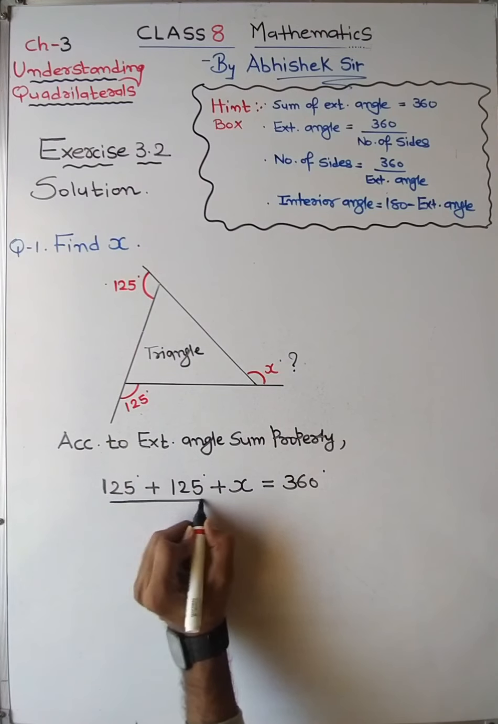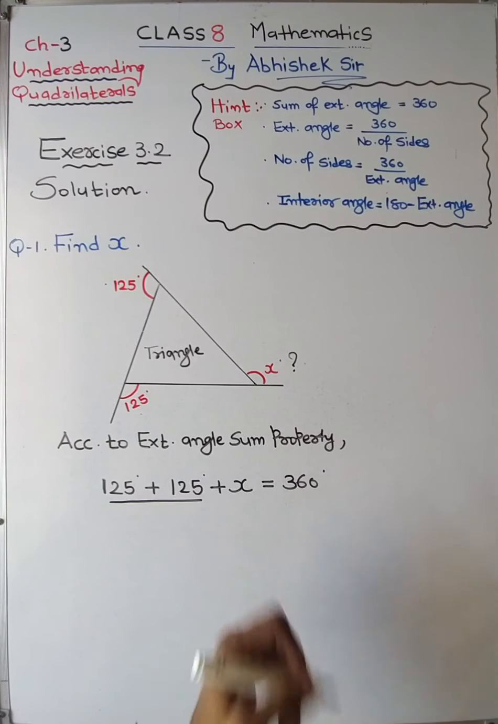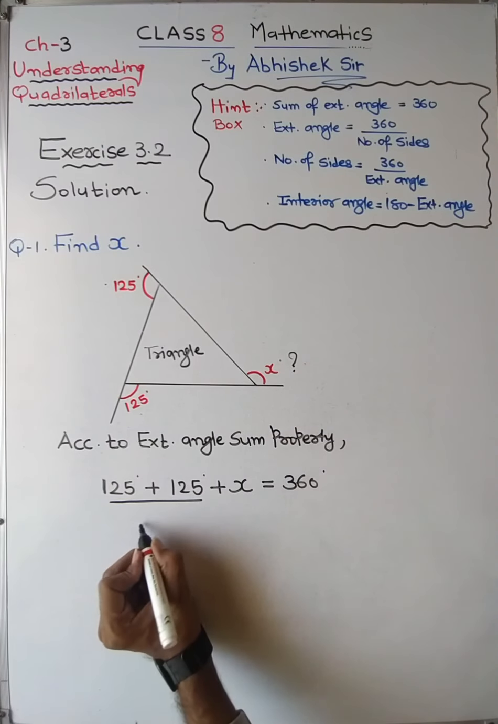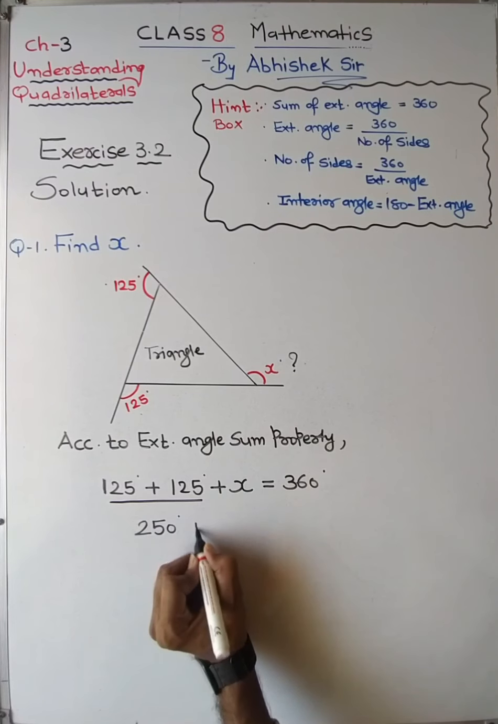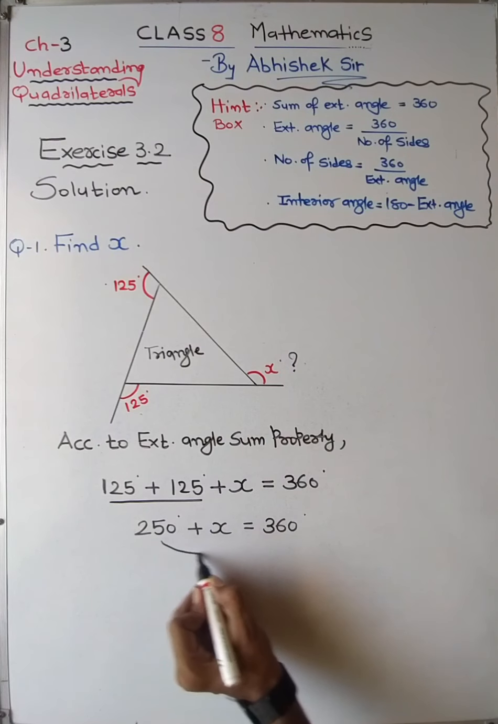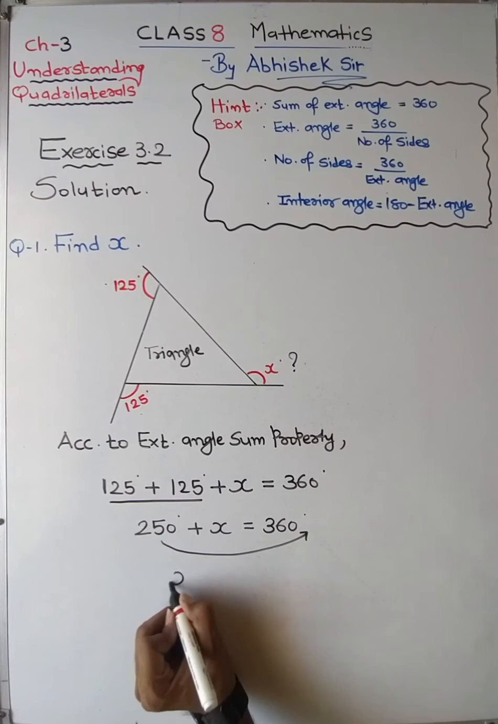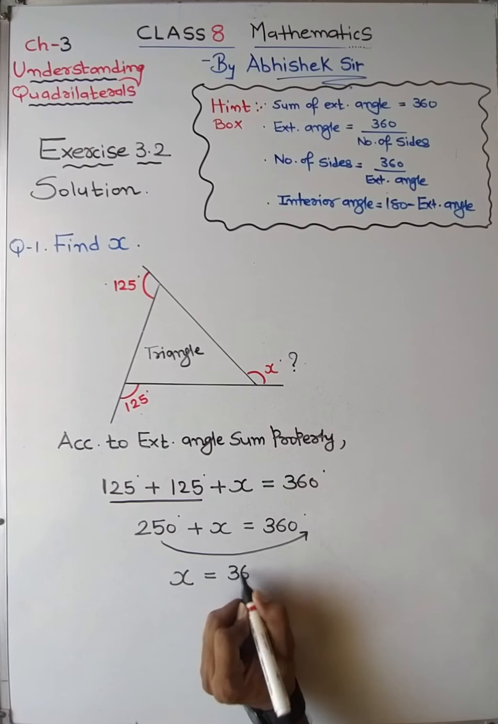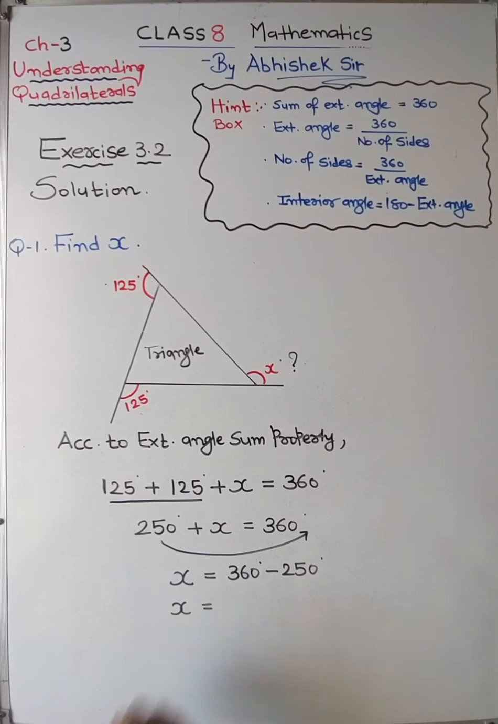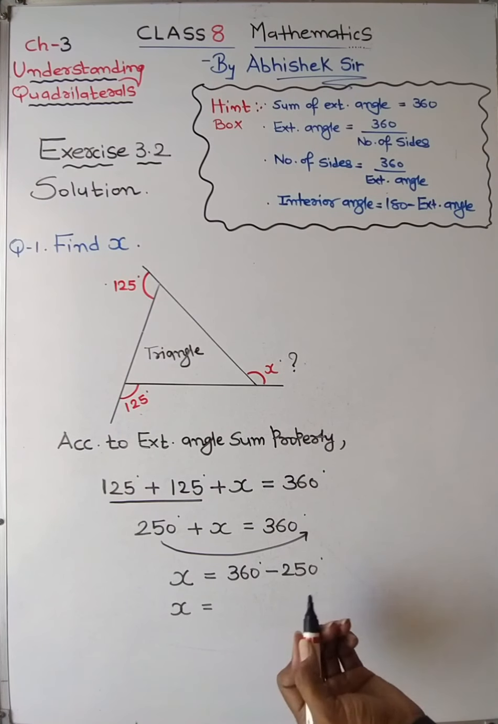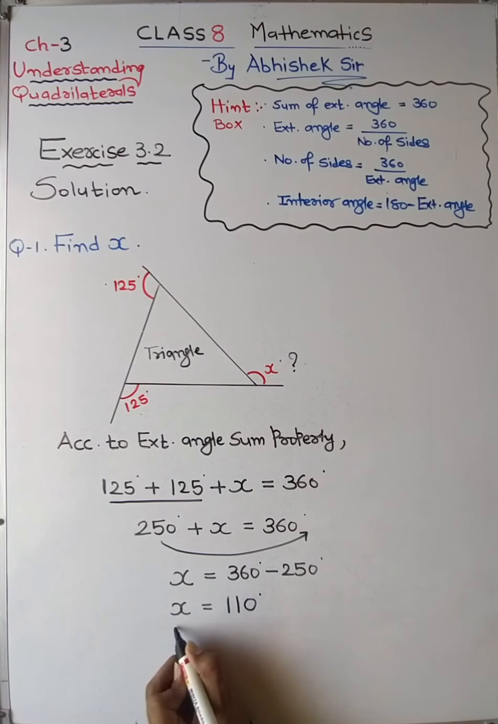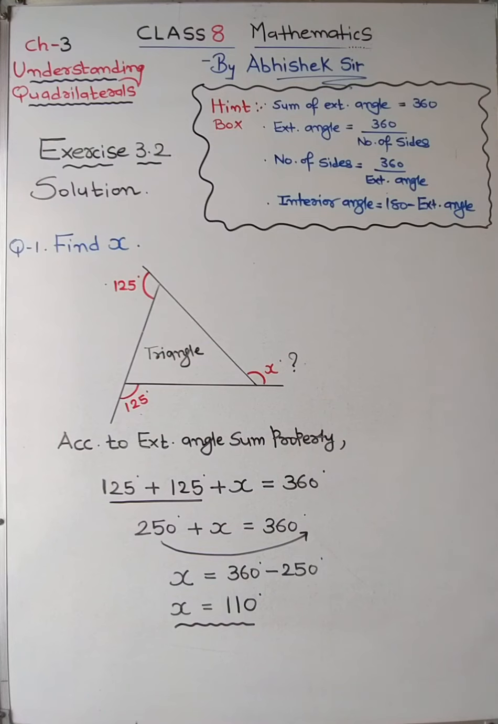Now we have to do this total, 125 plus 125. Orally you will know, very easy: 100 100 200, 25 25 50. So it will be 250 degrees plus x equals 360 degrees. Take this 250 to the other side, it will become minus, x will remain, put 360 degrees minus 250 degrees. So orally calculate what is 360 minus 250. It will be 110 degrees. So this is our answer for the first figure.